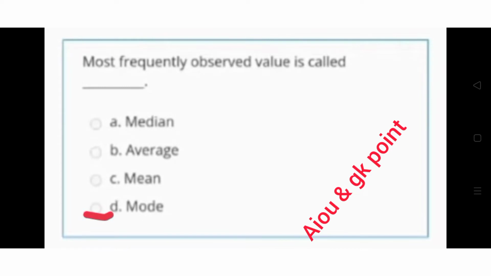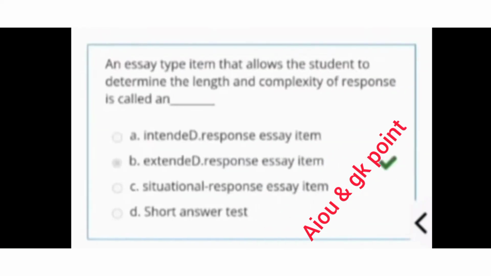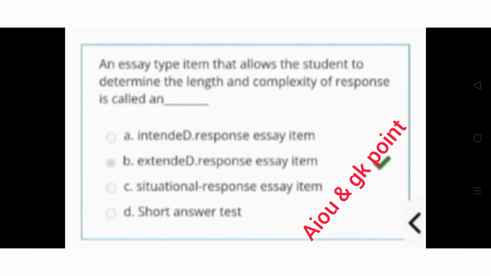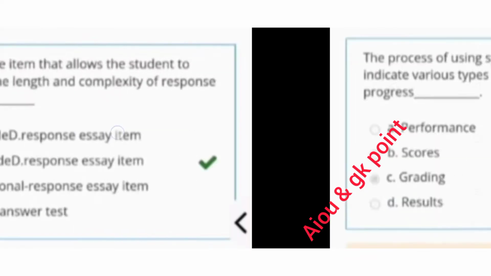Types of aptitude test are dash. Correct option C. 5. Most frequently observed value is called dash. Correct option D. Mode. An essay type item that allows the student to determine the length and complexity of response is called an dash. Correct option B. Extend the response essay item.